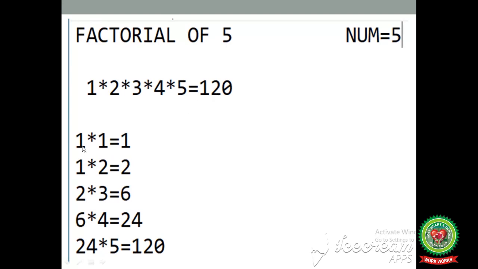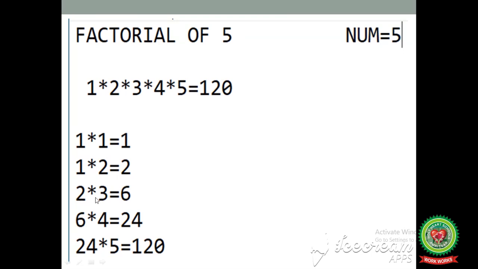Look here, 1 multiply by 1 is equal to 1. First of all, we have to multiply 1 with 1. So our result is 1. Now next step, 1 multiply by 2. In next step, we have to multiply this 1 with 2. So 1 multiply 2 is equal to 2. Now our result is 2. In next step, we will multiply this 2 with next number.